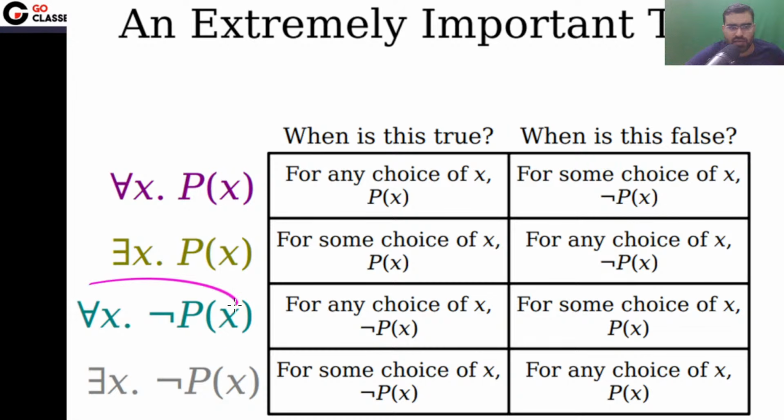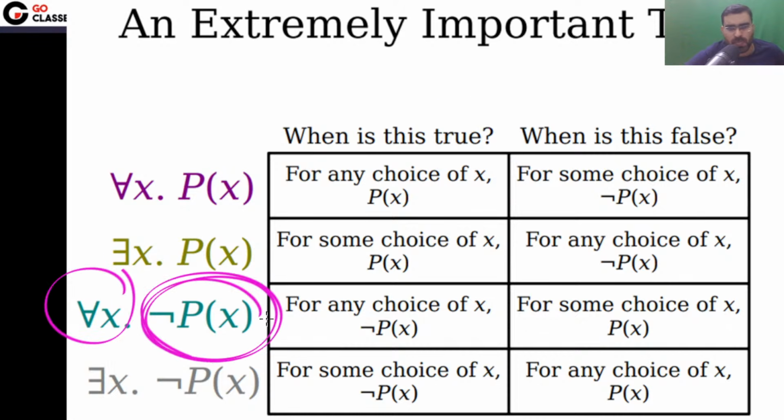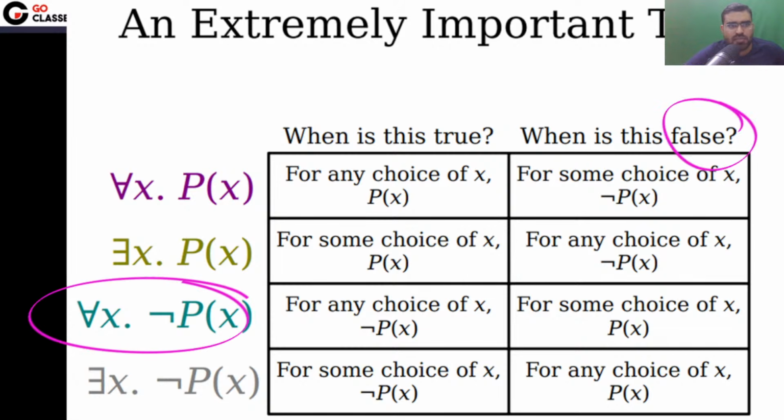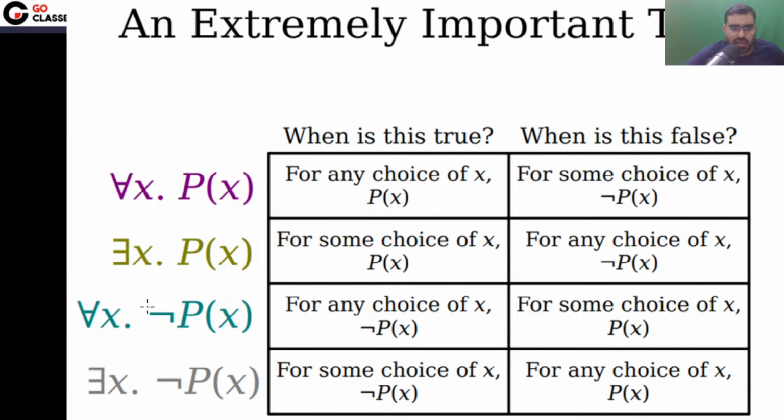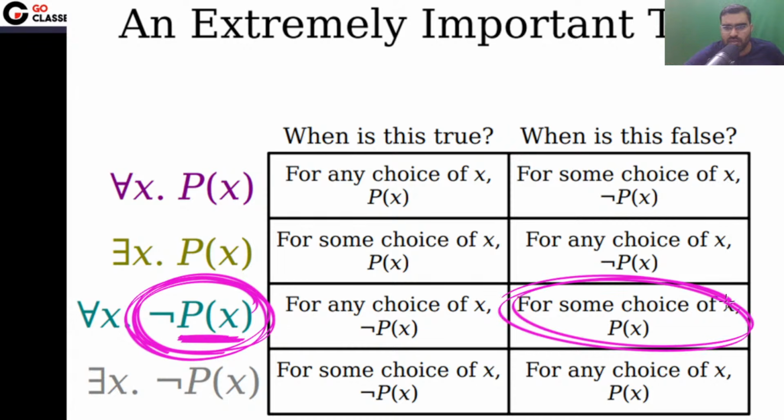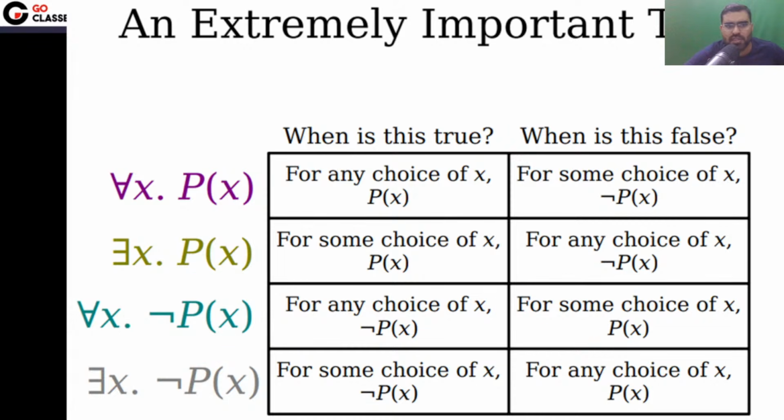Similarly you can check this one: for all X, negation P(x). When will it be true? It will be true when for everyone this is true, which means for everyone P(x) must be false. And when will this be false? This will be false if for at least one person this must be false. It means for someone P must be true. So like this you can check it out.